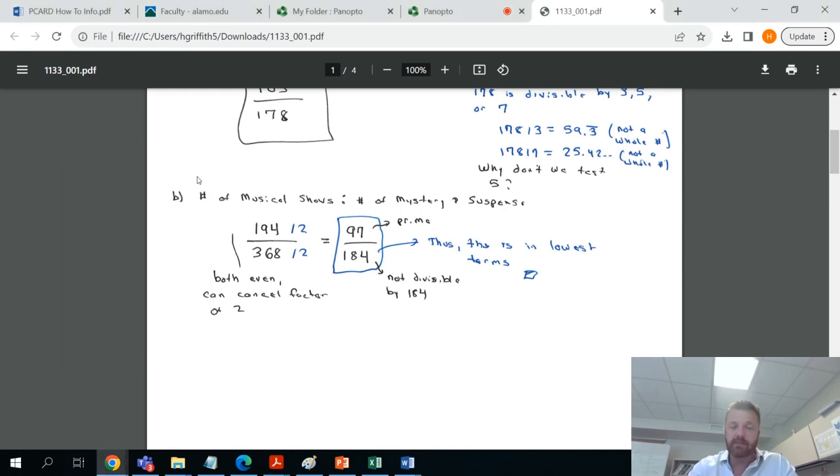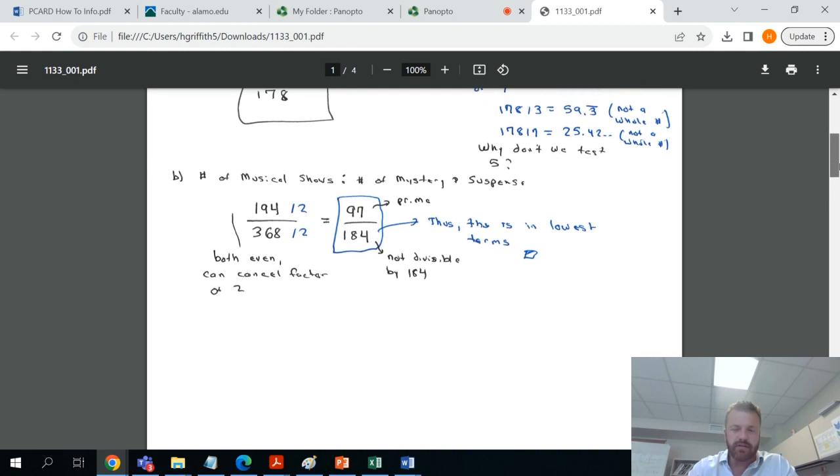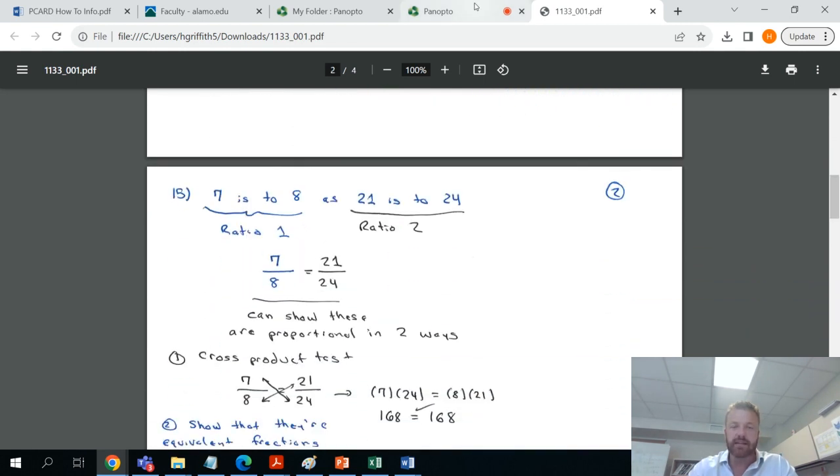Now, you're probably, again, not going to be asked anything like that on the TSI, but it's just a good exercise as you're thinking about the basics of arithmetic to review. So since 97 is prime, the only way you would be able to reduce this fraction is if 97 divided into 184 evenly, and it doesn't. So even though the numerator and denominator are large here, that is actually a fraction in lowest terms.